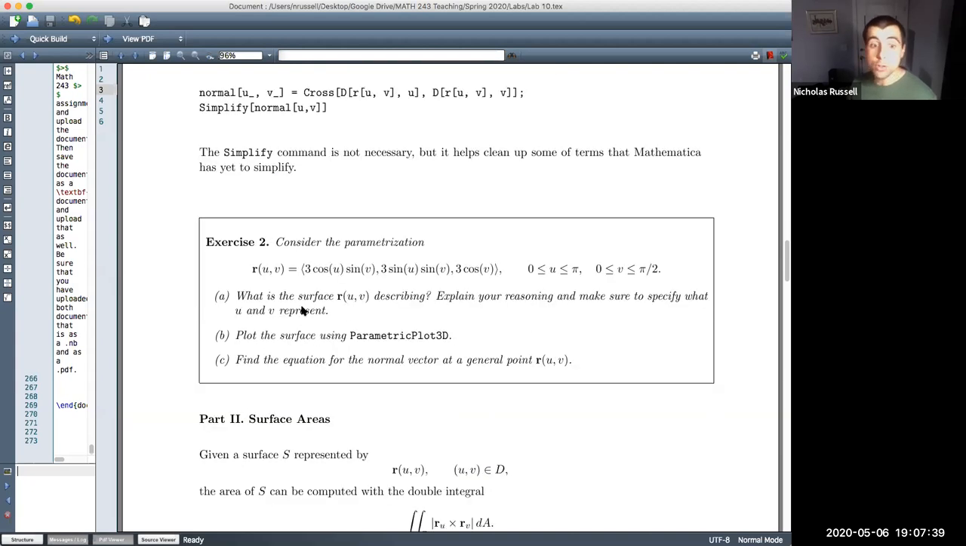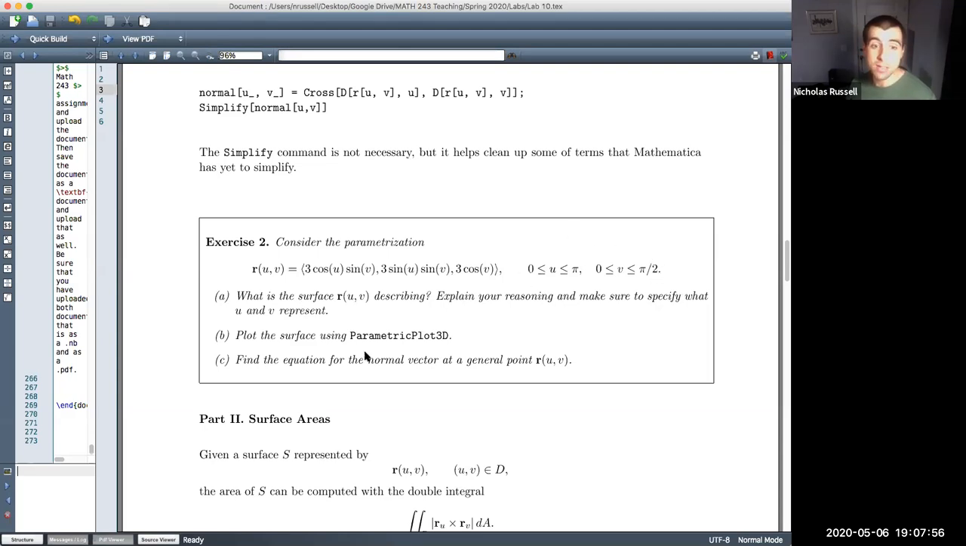Exercise 2 is for you to plot this surface and then come up with the R of UV for this, but also come up with what this surface itself is. Before you even plot it, come up with it. Think about, what are U and V representing here? Where have you seen this type of thing before? And also come up with maybe what this domain looks like.